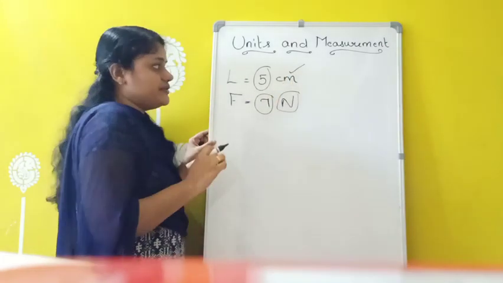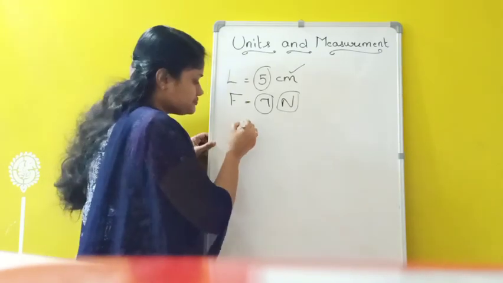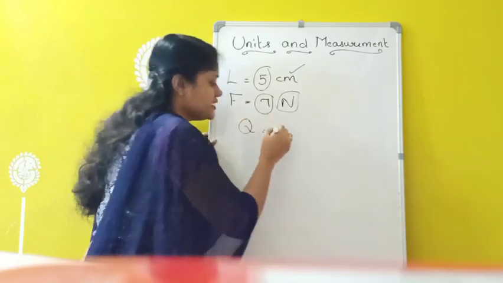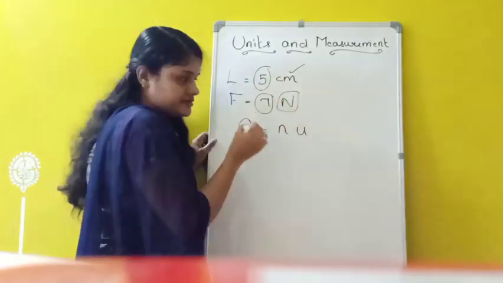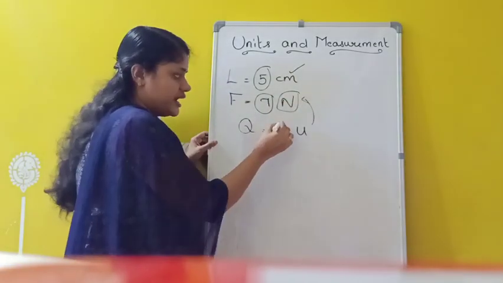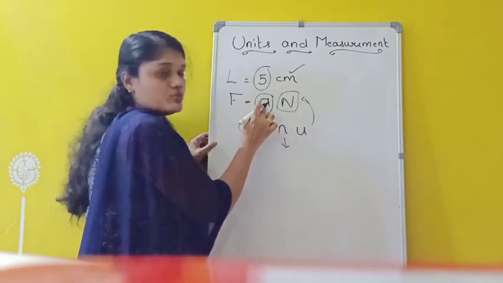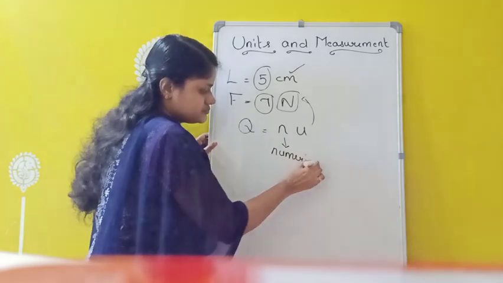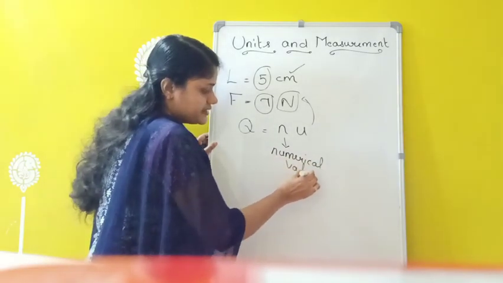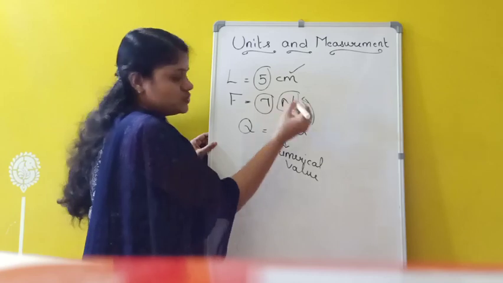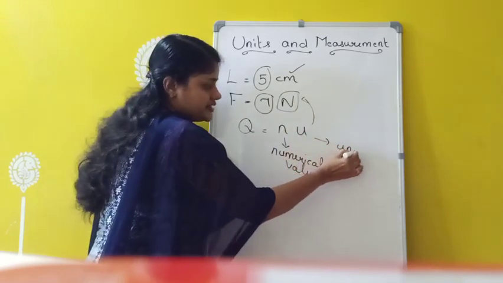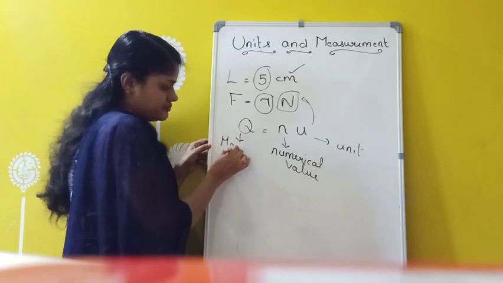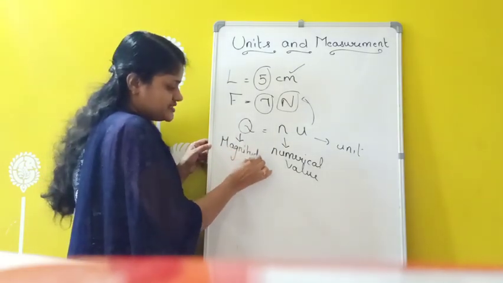Clear? Suppose I am taking one physical quantity as Q. Q is a physical quantity. I can write this quantity Q as N into U, that is Q = nU. And this N indicates which one? A numerical value. N is a numerical value. And this U indicates unit. And this is the magnitude of physical quantity.